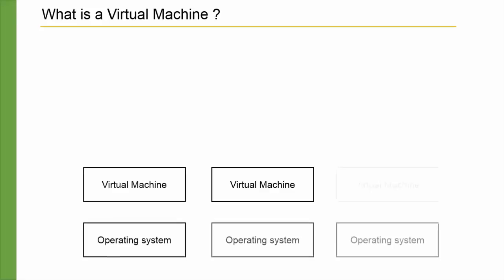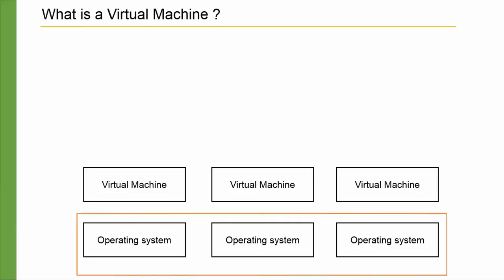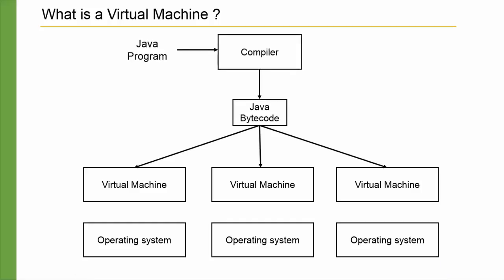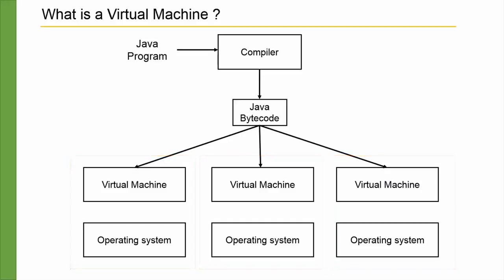If the same VM is implemented on many computer platforms, applications written for that type of VM can be used on all those platforms. You could have Windows, Linux, Mac, or really any operating system. If you look at this diagram here, you can see that each operating system has its own virtual machine, and the JVM is one of the most widely used virtual machines.